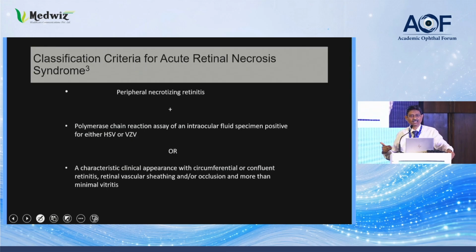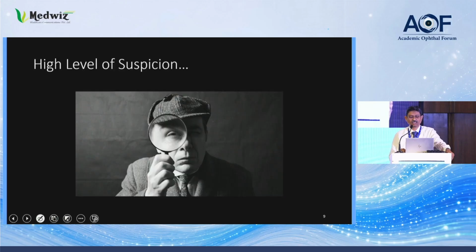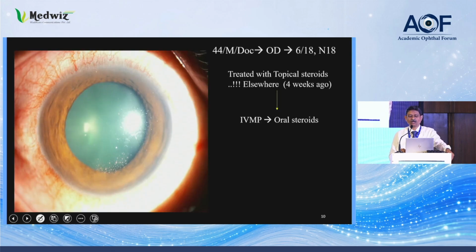It has been revised again, and PCR has also come into this. So you have the peripheral necrotizing retinitis along with either PCR positive for HSV or VZV, that is sufficient enough to go ahead for the treatment, or if you have the full-blown clinical picture. So in either of the situations, you can go ahead. But the most important is that you should have a high level of suspicion for diagnosing them.